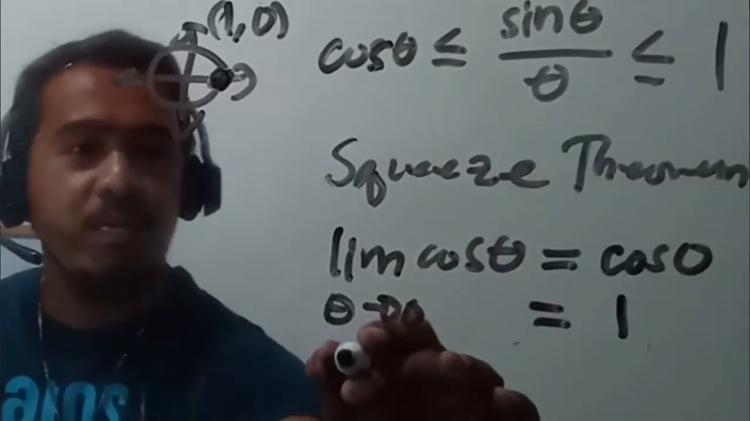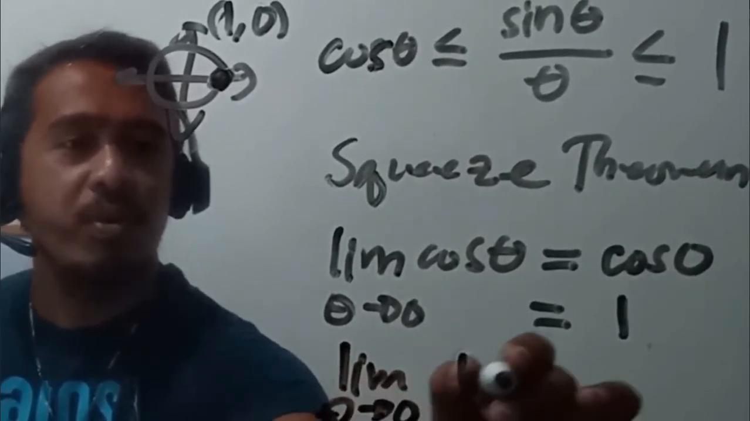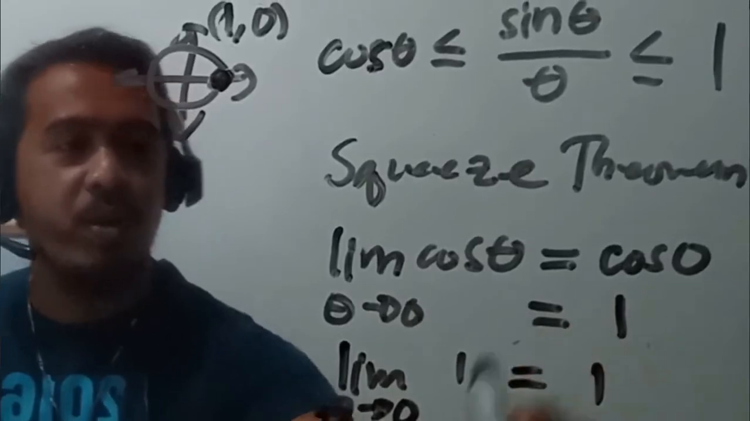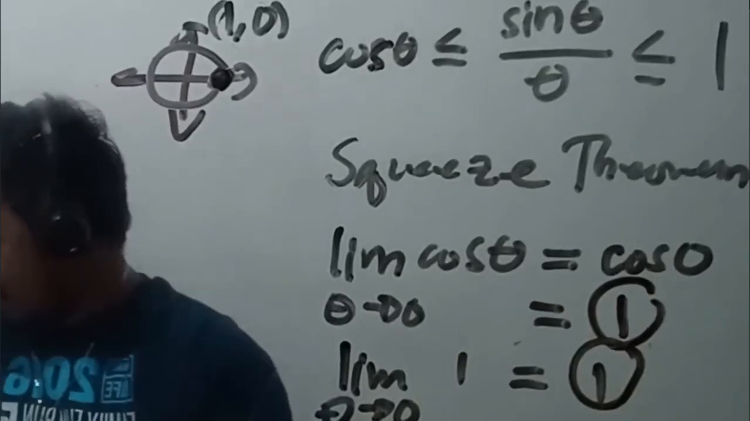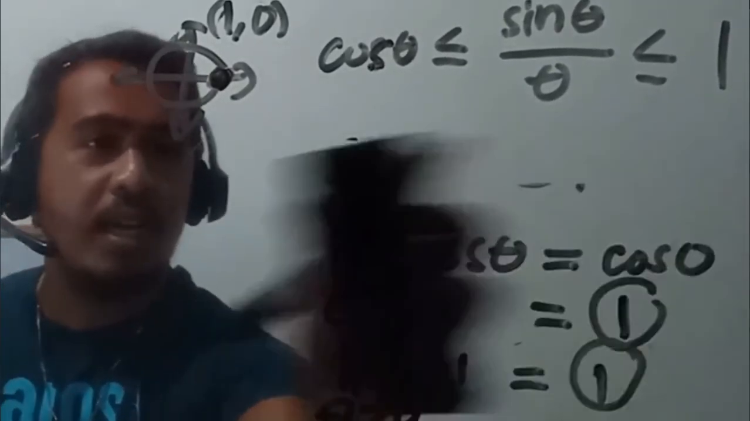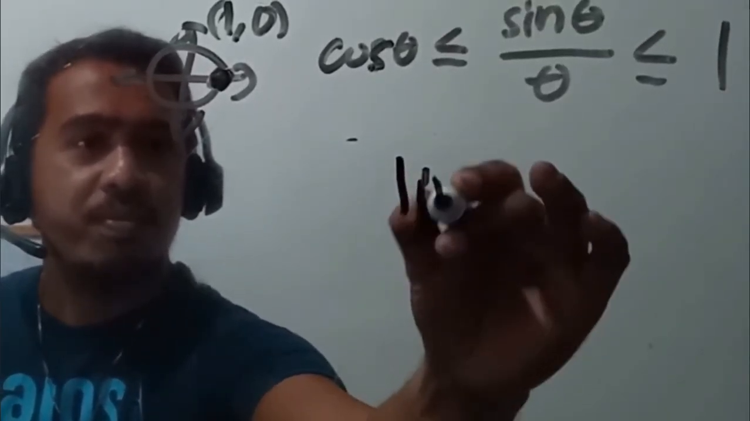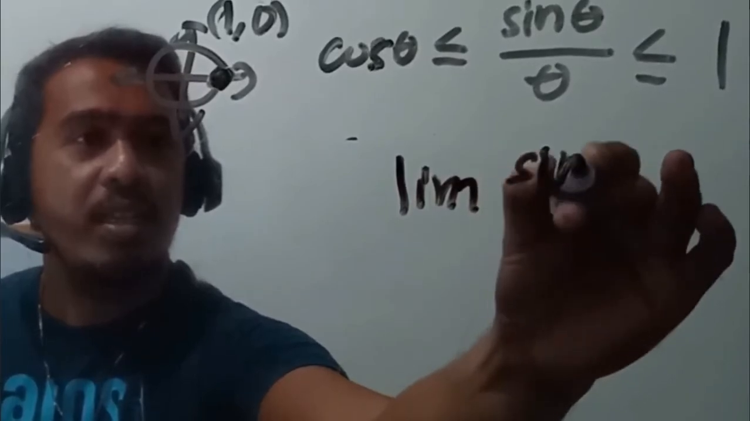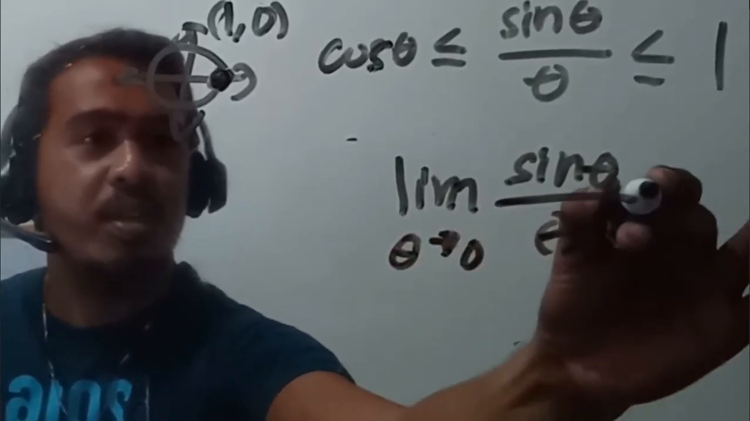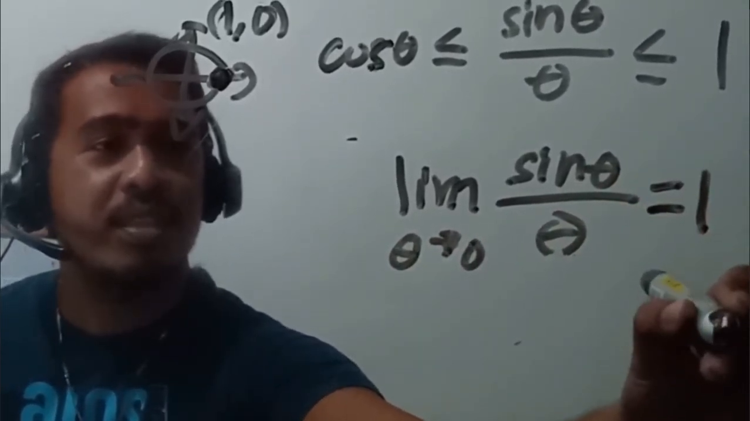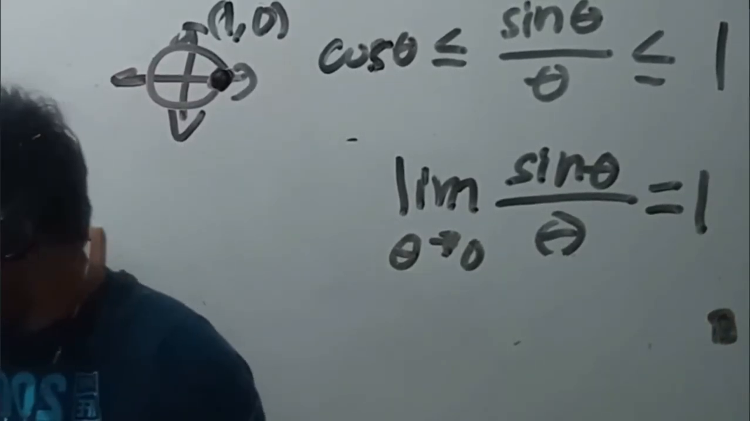While if you get the limit of 1 as theta approaches 0, since this is a constant, it is 1. And they are the same. So it will tell us automatically that the limit of sine theta over theta, using the squeeze theorem, as theta approaches 0 is also 1. And that's the end of the proof.